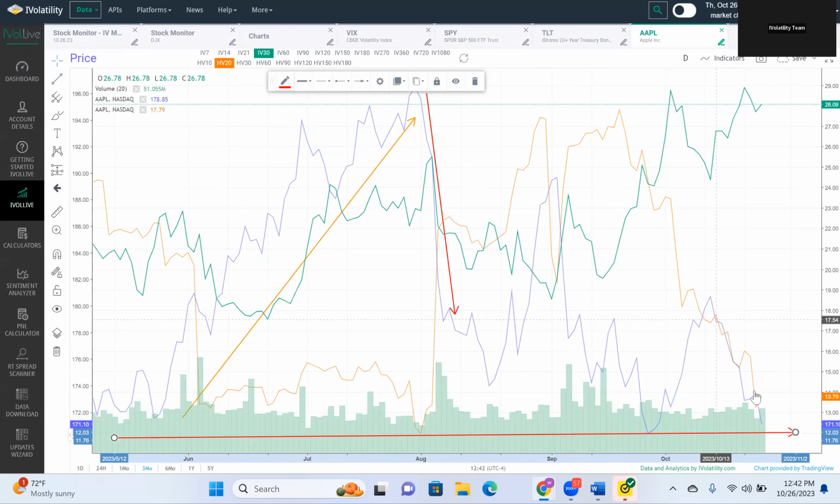So as we have this new head and shoulders, what's going to be super interesting is if Apple breaks below this line, or if it hits and bounces higher. We can see this is like our 3-month. Here we're at 3 months. This is like our 3-month support line.